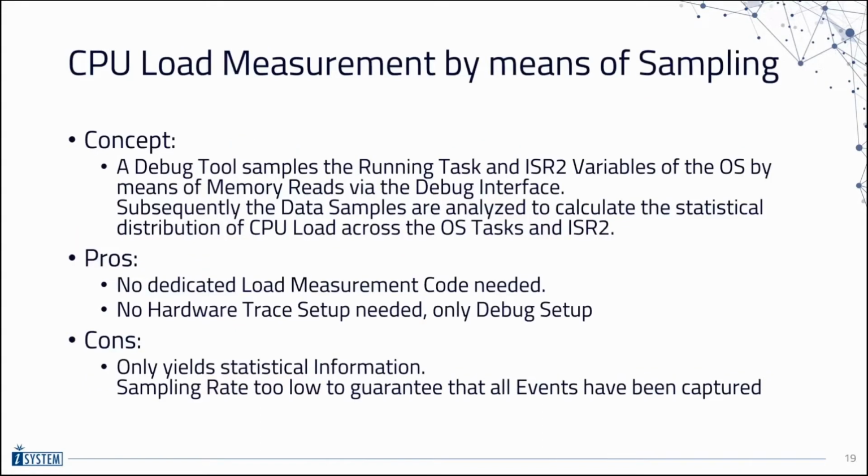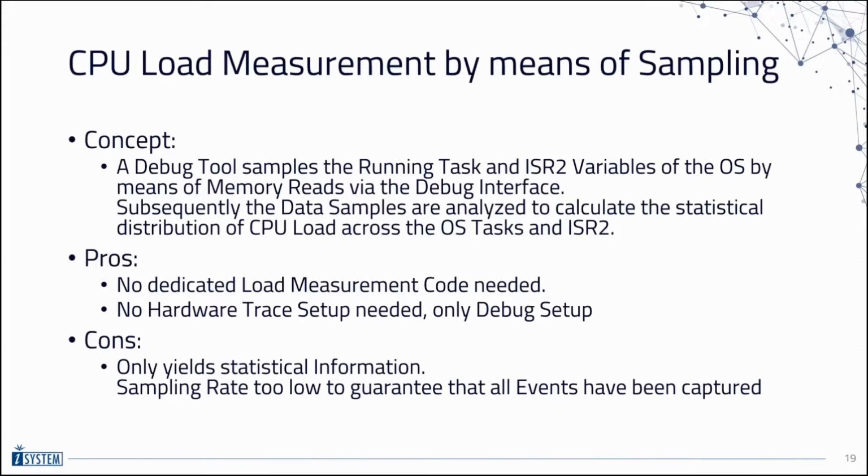Finally, we have a new method of sampling the data needed to calculate CPU load during runtime. The debugger can sample the running task and ISR2 variables, same as the hardware trace method, but over the debug port while the CPU is running. The positives are you don't need any special emulation device or adapter like the trace method uses, and you still don't need any code instrumentation.